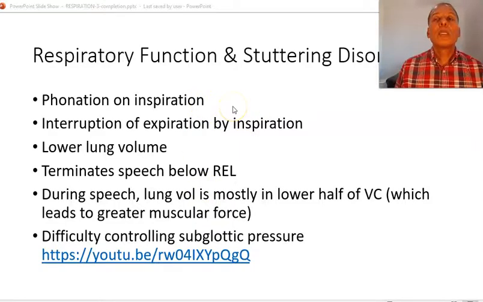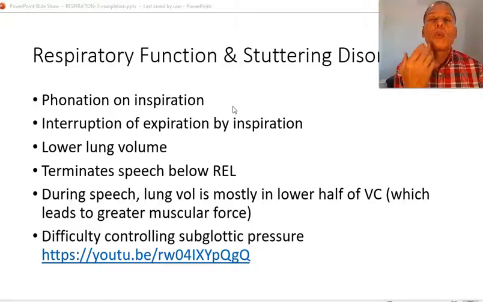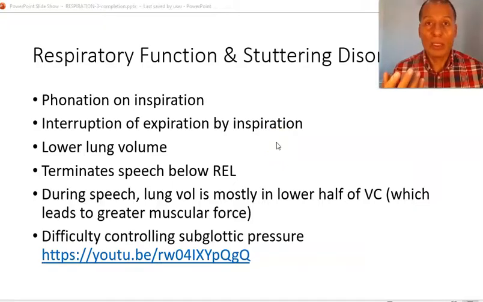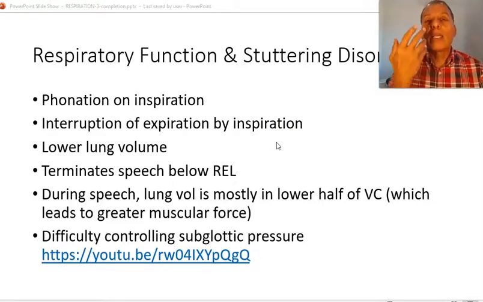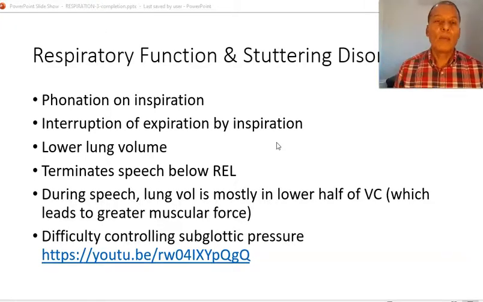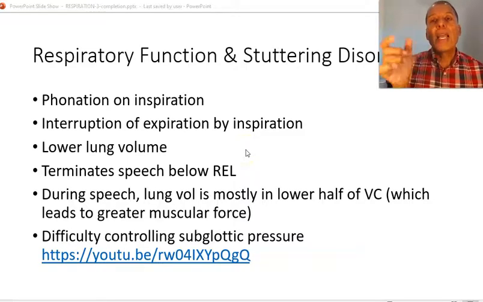The person might, at occasions, phonate while inhaling, and you can imagine how hard that could be. And also, they might interrupt the expiration by inspiring while they're expiring. Like they are exhaling, and then all of a sudden, in the middle, interrupt and inhale. So the disruption of the normal rhythm of phonation. As a matter of fact, stuttering is known as a disorder of fluency and rhythm because of the breathing component.